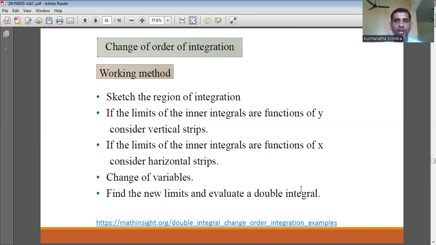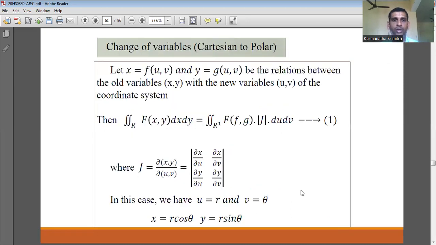So to change the order, first we calculate the original limits for x and y, and by using the graph representation, first calculate the limits for x by horizontal shifts and y in terms of real numbers. This is the working method to change the order of integration.